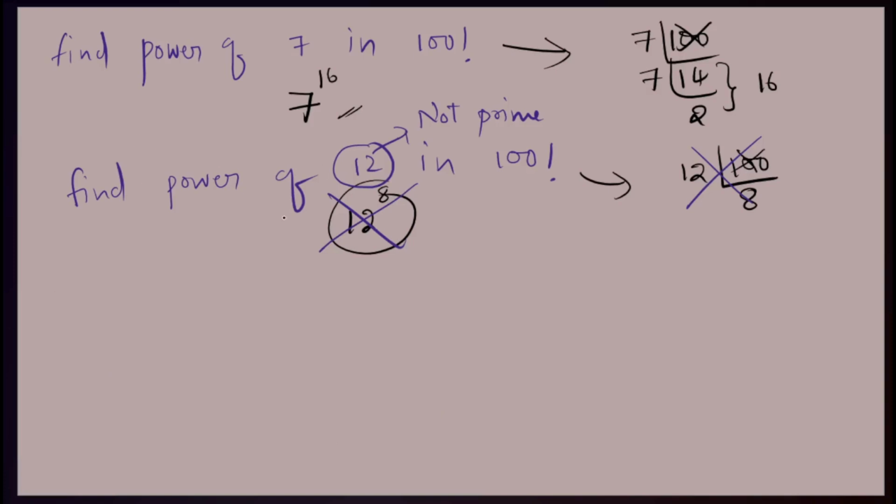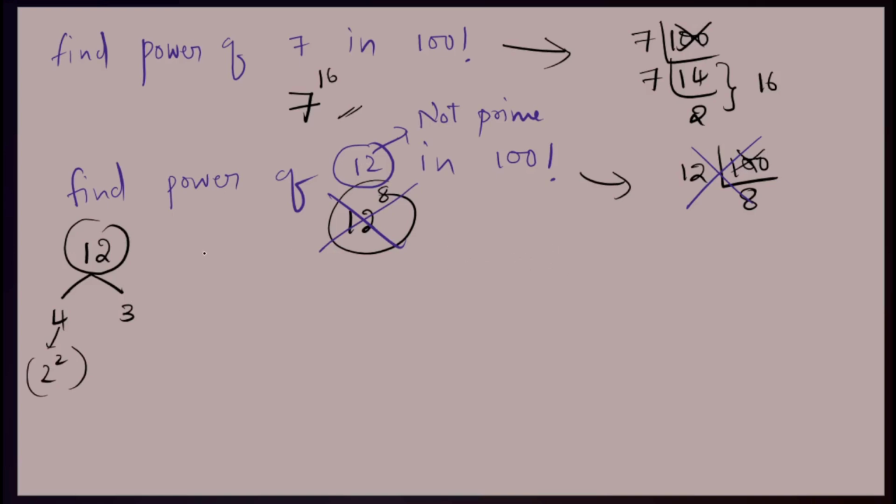Similarly, when you wanted to find the power of 12, you have to find the power of 4s and 3s, because 4 3s are 12. You need to find the power of 4s and the power of 3s here. 4 is also a composite number, so basically this is nothing but 2 square. Now you can easily find the power of 2s and the power of 3s.